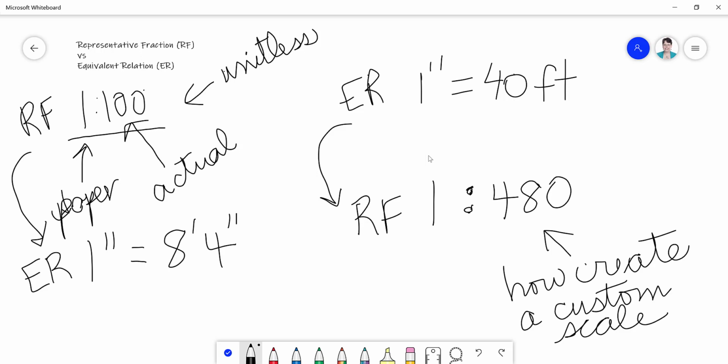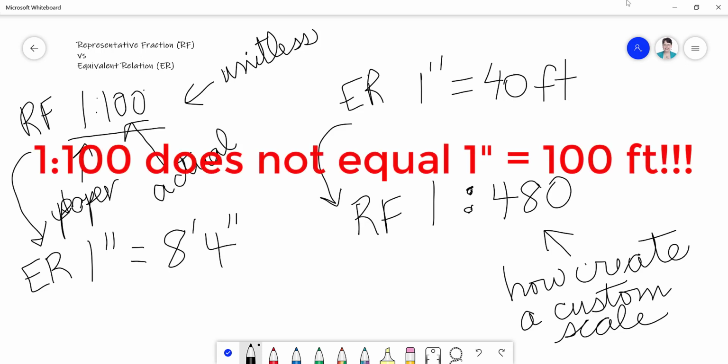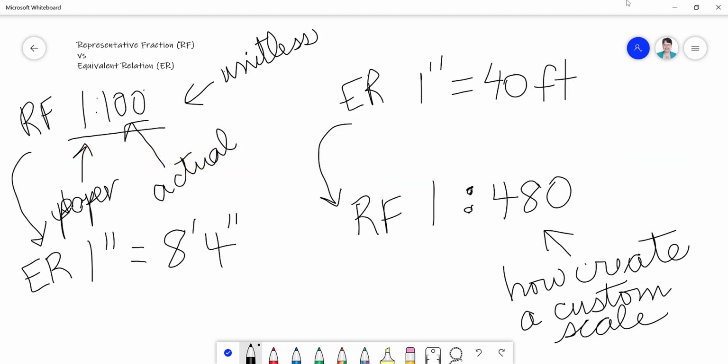So I hope this helped you see the difference between representative fractions and equivalent relations and how to convert back and forth between them. Notice if we said that, you know, 1 to 100, then you can't just convert it to be 1 inch equals 100 feet. That totally wouldn't work. That's kind of the important thing, is that you understand the difference between them.